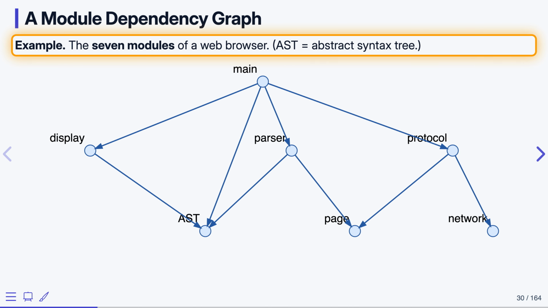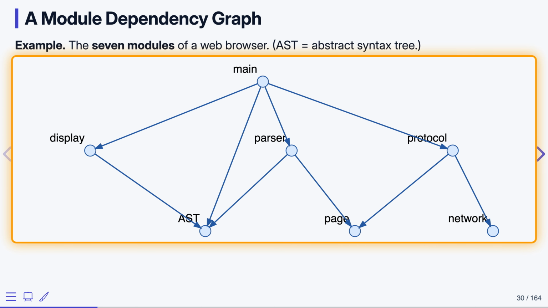This is the dependency graph for a web browser with 7 modules. The module called main sits at the top. 4 arrows leave it, so main depends on the display module, the parser, the protocol module, and the abstract syntax tree. Follow the parser next.